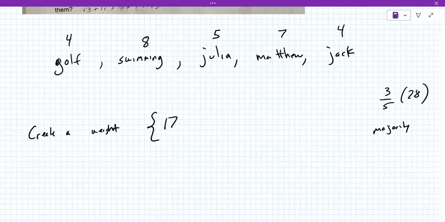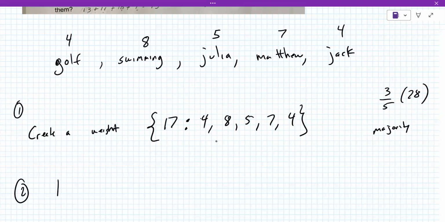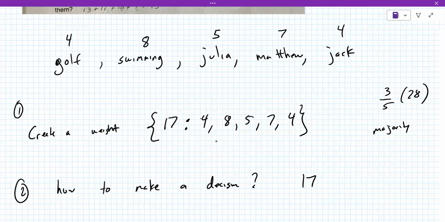And then it looks like you write the weights next to it. So 4, 8, 5, 7, 4. And then the second thing it asks for here is, how many to make a decision? Well, we just answered that. We need 17.